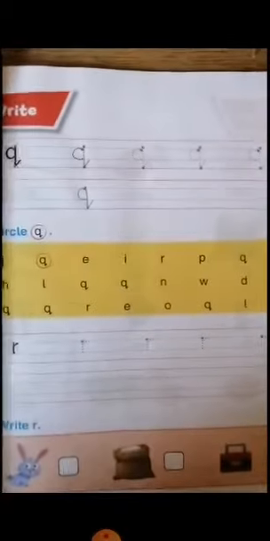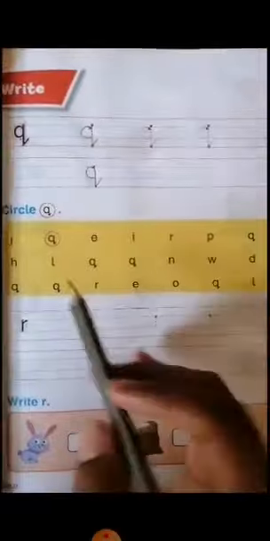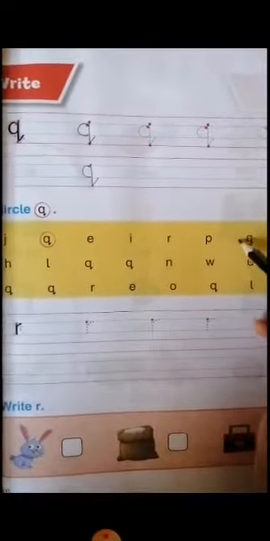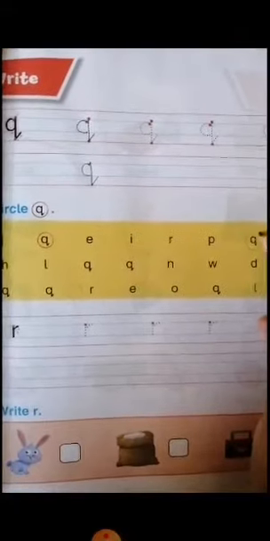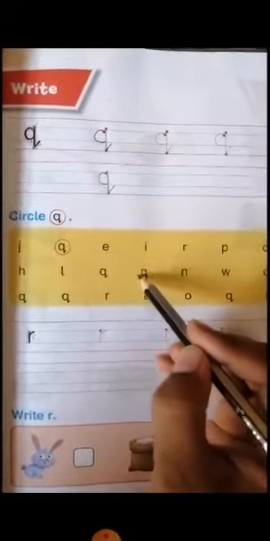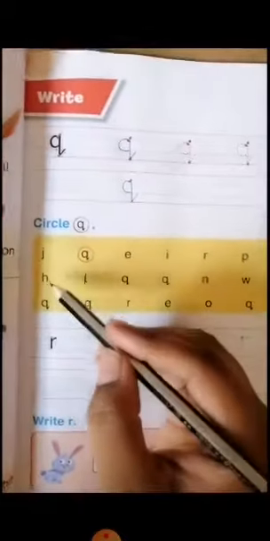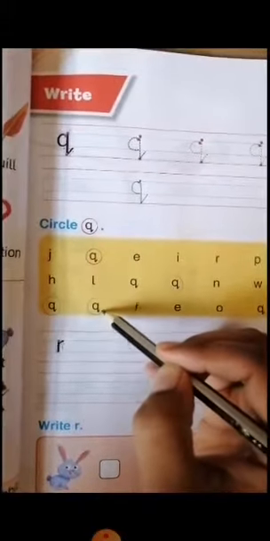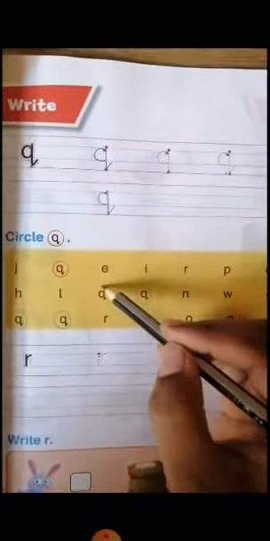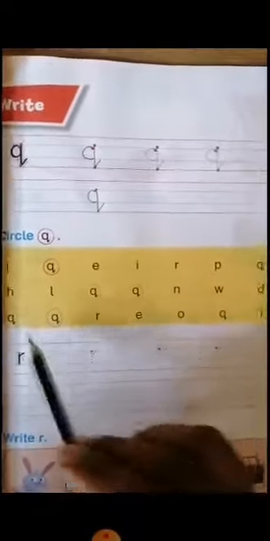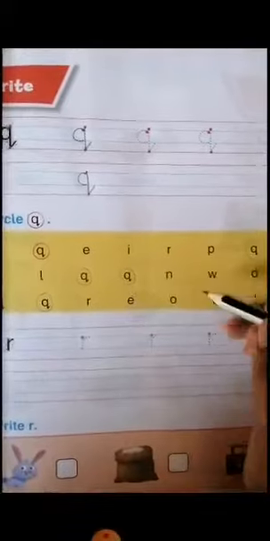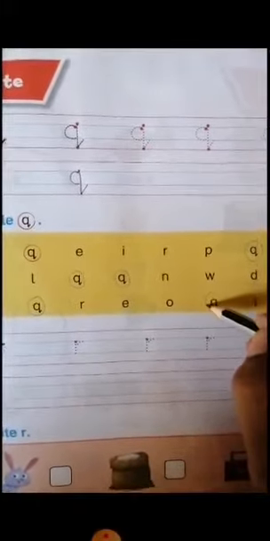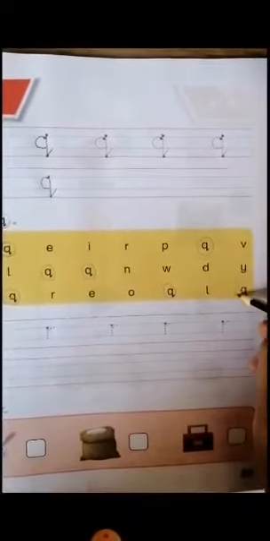Circle letter Q. You have to find out where is the letter Q and circle the letter Q. This is letter Q. Circle it. Okay. This is letter Q. Circle the letter Q. This is also the letter Q. Yes. Circle the letter Q. Okay. Now find how. Yes. This one is left and you have to circle the letter Q. Yes.